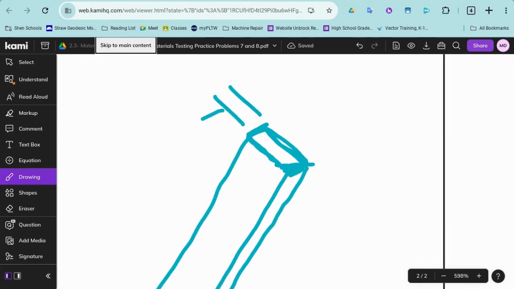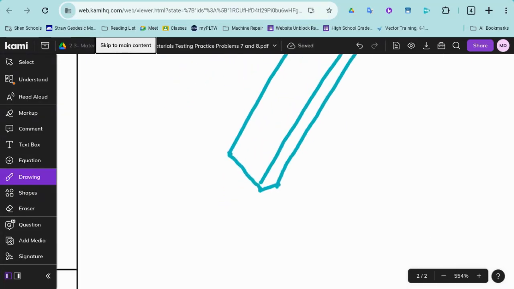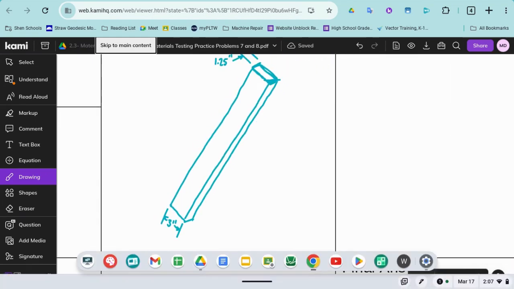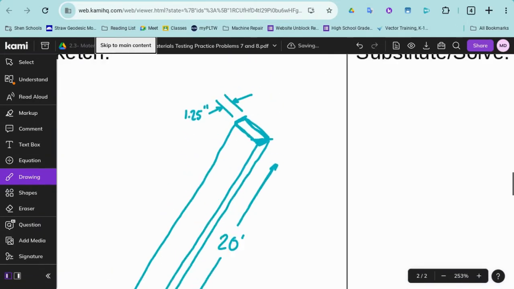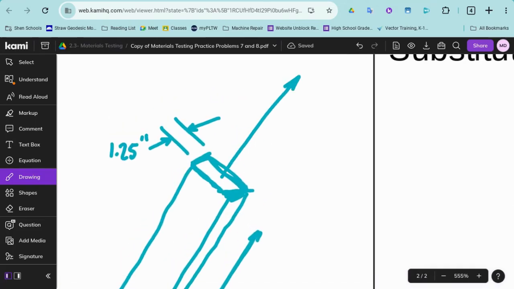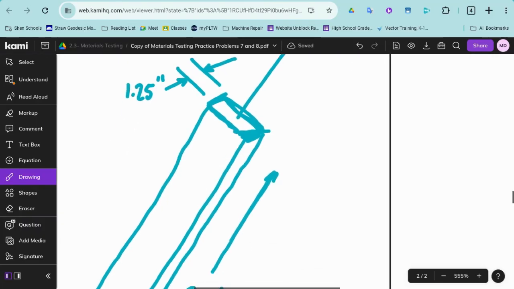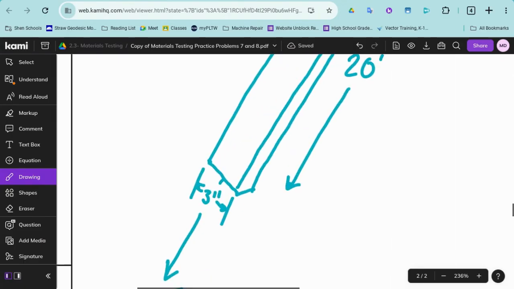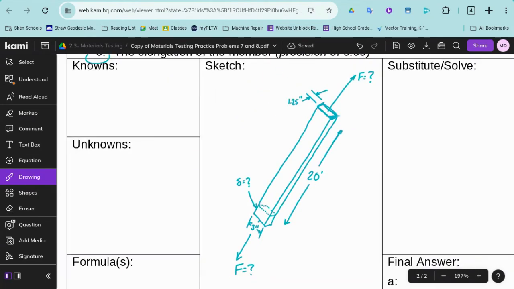We should give dimensions that we know. So the thickness in the short direction is 1.25 inches. And the width in the wide direction is going to be 3 inches. And the length is going to be 20 feet. Now we have some tension force that is unknown. That's what we're trying to solve for. Also looking here for the elongation, so try and sketch that in. And there we have it.